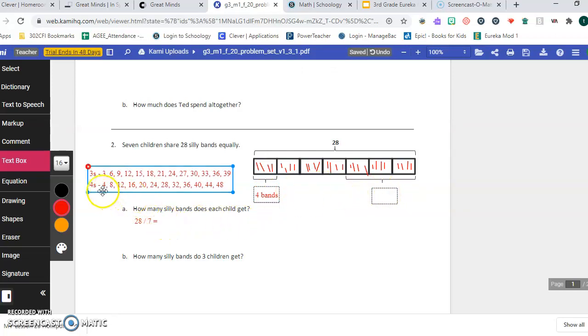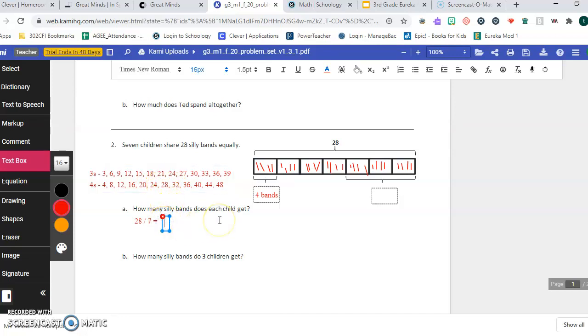I can also check myself using the count by. I'm looking at my 4s, and if I go to the 7th multiple, I should get to 28. 1, 2, 3, 4, 5, 6, 7. So my 7th multiple is 28. So 28 divided by 7 is 4. Okay, so each child gets 4 bands.